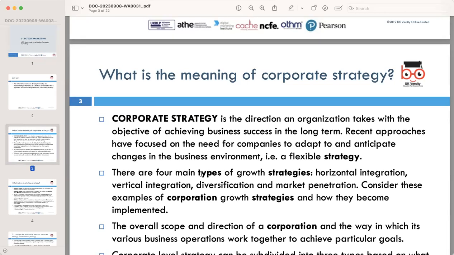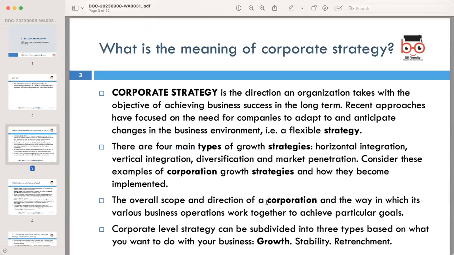Types of growth strategies. There are four main types of growth strategies: horizontal integration, vertical integration, diversification, and market penetration. Consider these examples of corporate growth strategies and how they are implemented. So the first one is horizontal integration. This involves acquiring or merging with competitors in the same industry to expand market share. Then vertical integration. Companies may vertically integrate by either moving into suppliers' roles or taking on roles previously handled by distributors.